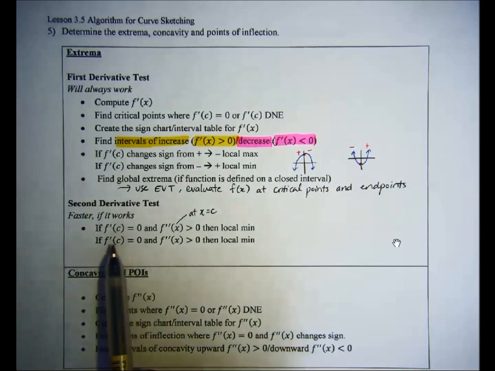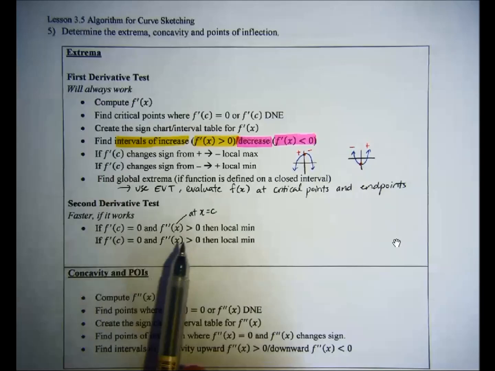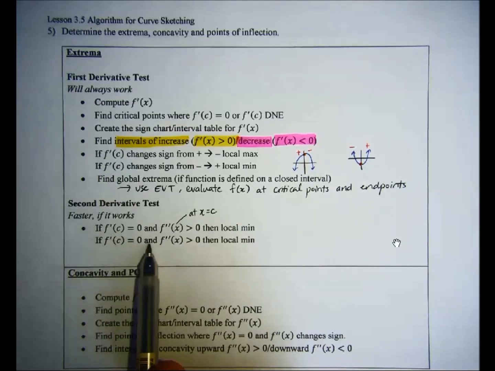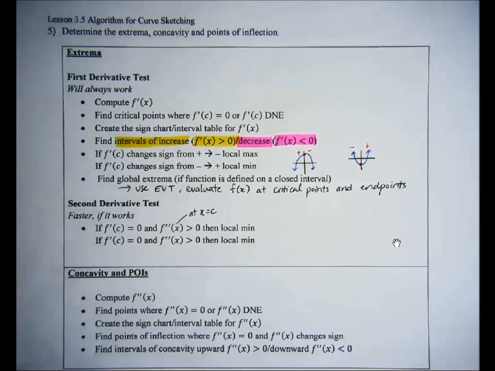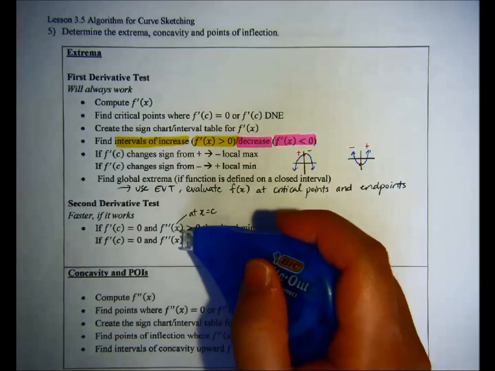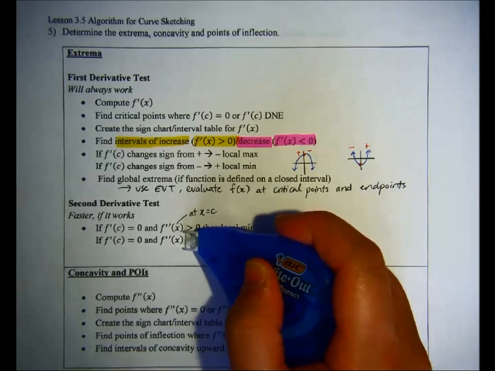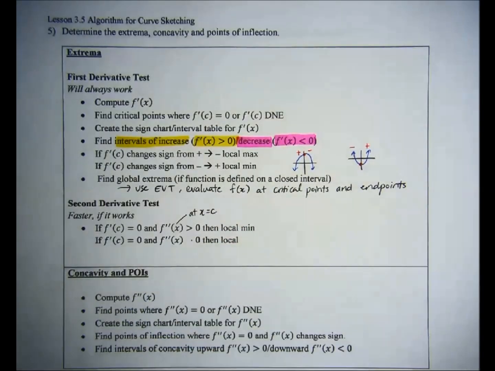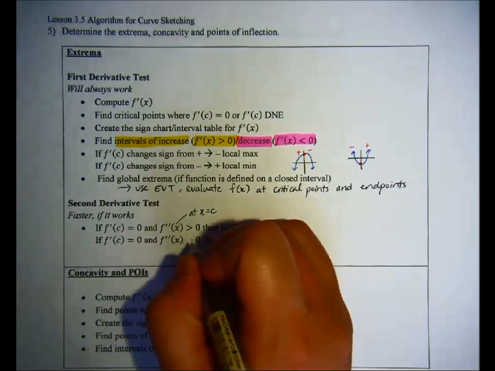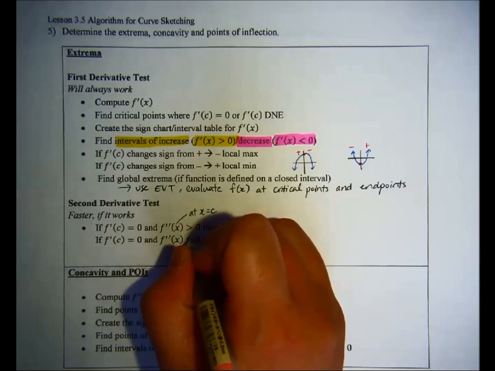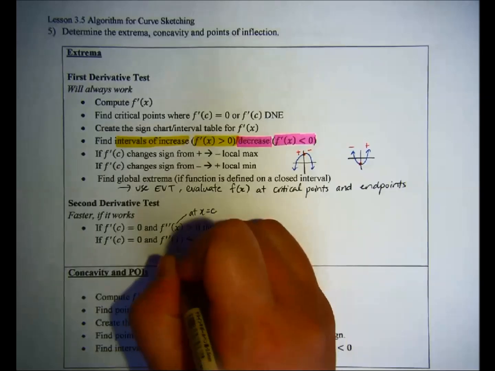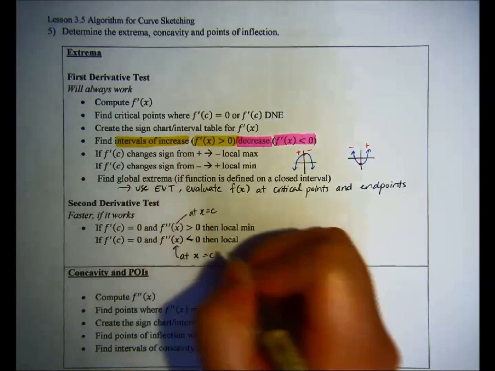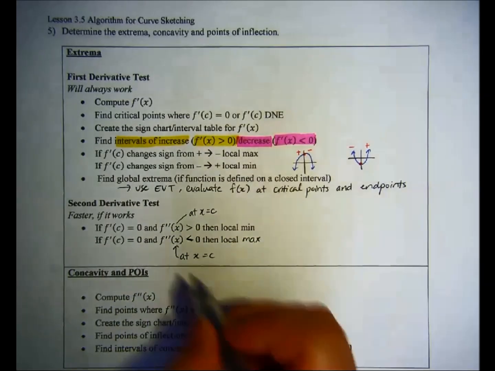If your first derivative is equal to 0 and your second derivative is negative, then you're going to have a local maximum. Second derivative negative, again, at x equals c, then you should have a local maximum.